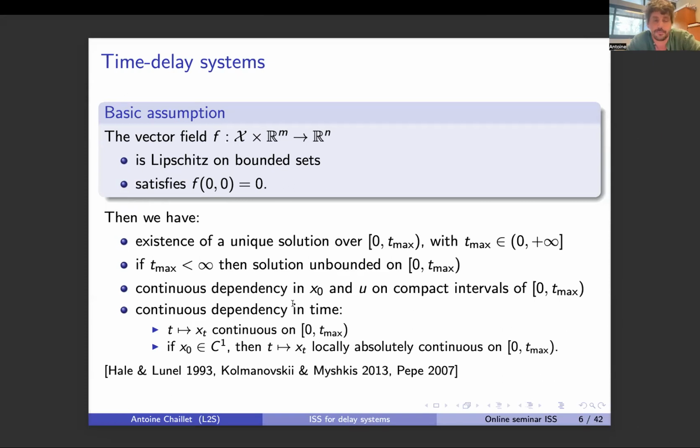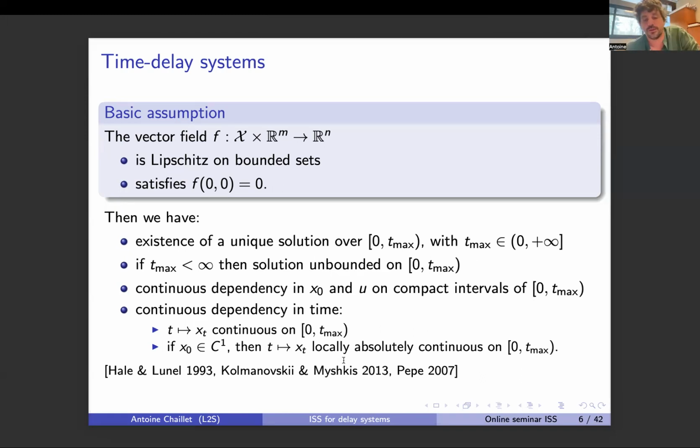So yeah, by definition, it is an absolutely continuous function, but also the mapping from t to xt is continuous on its interval of definition. And if you happen to pick the initial state not only continuous, but actually continuously differentiable, then you can show that the corresponding map t maps to xt is actually locally absolutely continuous on its interval of existence.